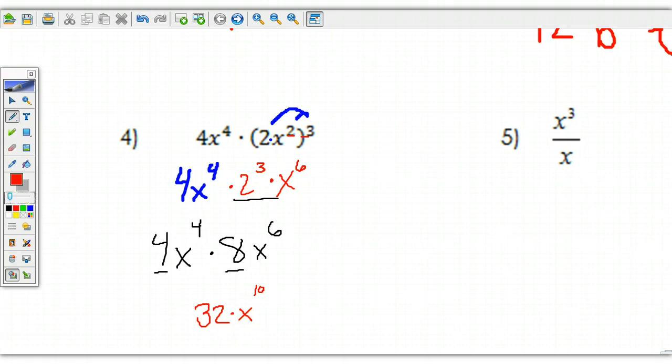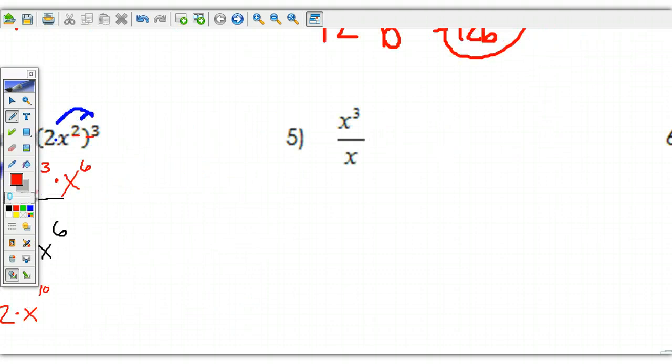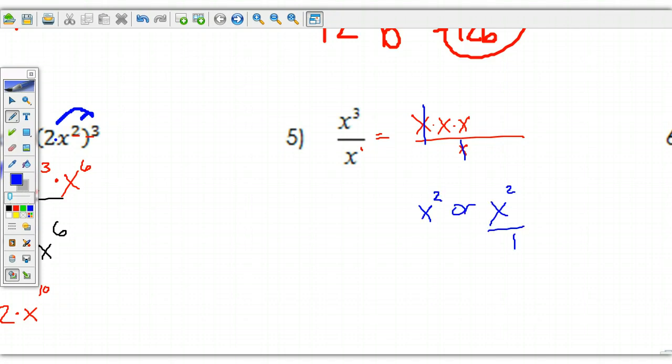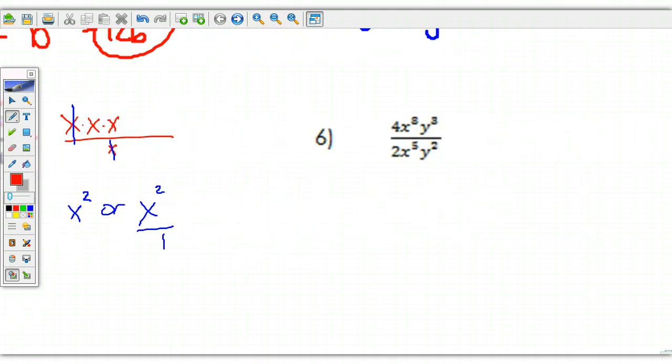In number 5, this was probably the question people got most correct on the test. And it's probably because it's pretty easy to think about it in exponential form. We have 3 x's on top and 1 on the bottom. So since we have 3 on top and 1 on the bottom, we know we can use our exponent subtraction rule, or just canceling them out. We have 1 on top and 1 on bottom that can cancel. We're left with 2 on top, which is just x squared. You can also put it as x squared over 1 if that helps you. You can also use the subtraction rule right away and just do 3 minus 1, and you know that's x squared right away.